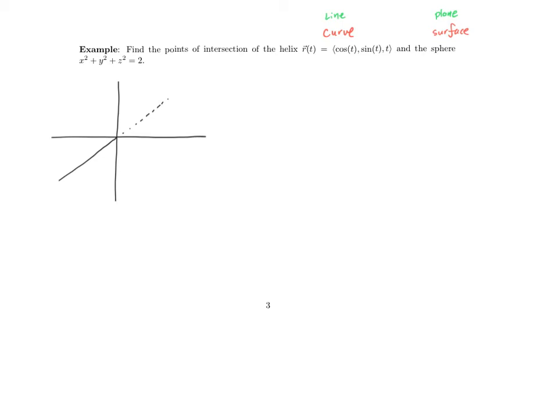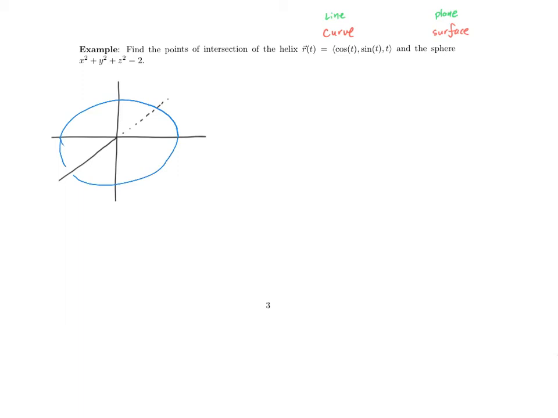So let's see if we can draw a picture representing this. And note, I will always try to draw a picture, and on homeworks or exams, I may even ask you to draw the picture as well. So we have a helix, and we want to know where it intersects a sphere. I don't have to be overly specific. I just need to get a general idea. Maybe how many solutions do we expect to find?